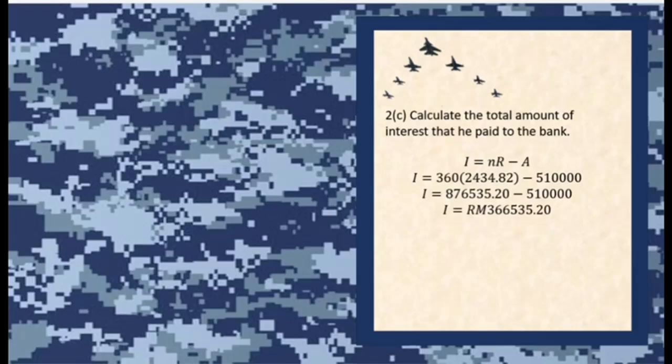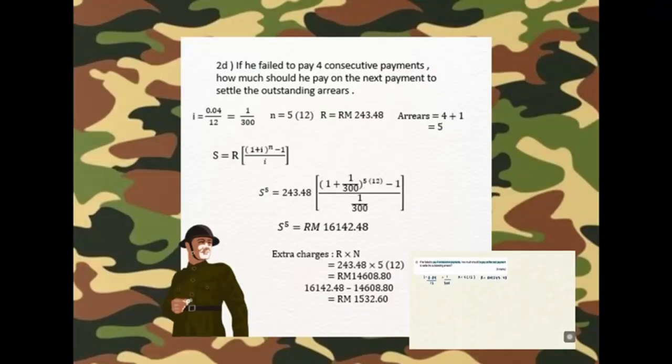2,434.82, and it equals to 876,535.20, and then after that we minus it to 510,000, and the amount of interest that he paid to the bank is 366,535 ringgit 20 cents.